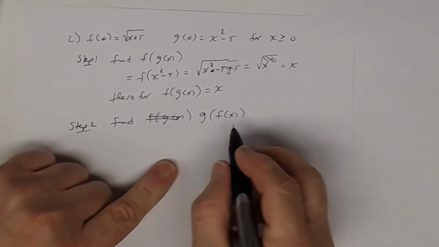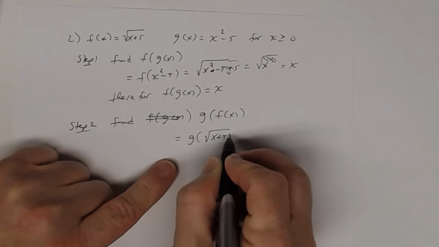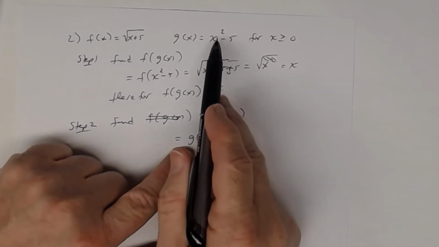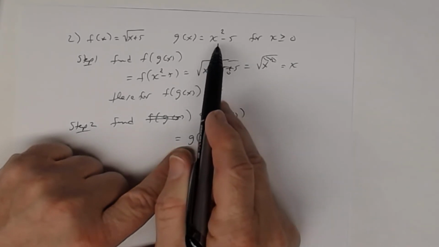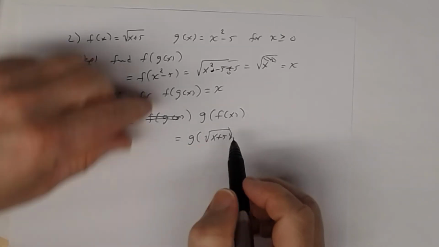That's the square root function. So it becomes g of the square root of x plus 5, right? And so then this tells me I go to my function g, which is this quadratic function, and wherever you see the variable x, I'm going to substitute the square root of x plus 5.